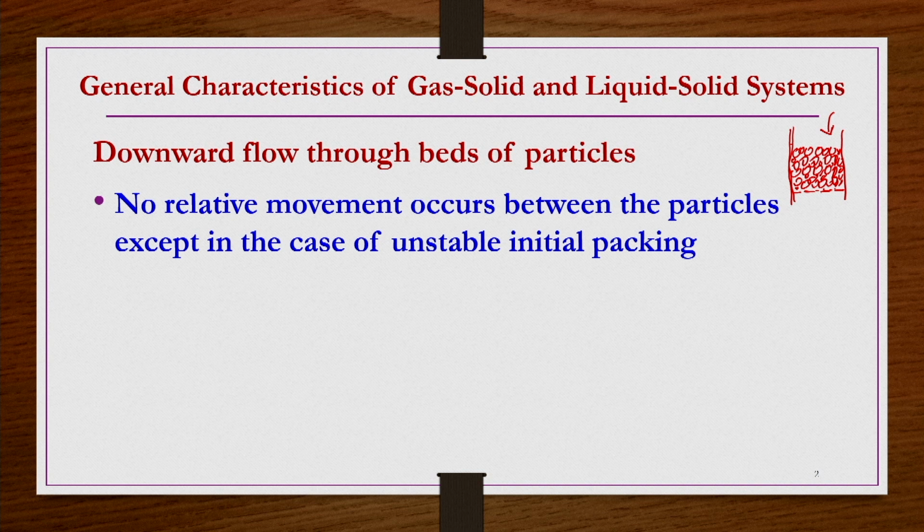Of course, if the initial packing itself has been done loosely and there is void space available, then by rearranging, or with fluid coming at high velocity, such small rearrangements will be there anyway. But if you take an initial compact packing, there will not be any rearrangement of the packing if the flow is downward.